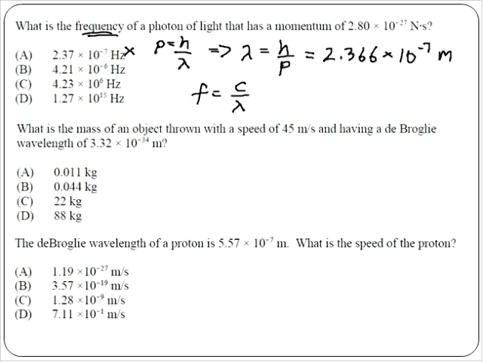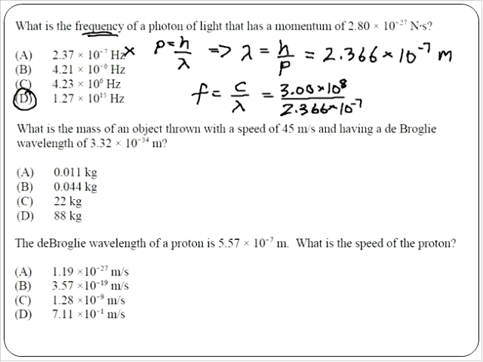So we take the value of c, which, remember, is 3.00 times 10 to the 8. That's on the data sheet. Divide it by 2.366 times 10 to the negative 7. And you will get the correct answer, which is this one, 1.27 times 10 to the 15. So like I said, be careful, because there are other answers there that take into account common mistakes that people make. So you really got to watch yourself.